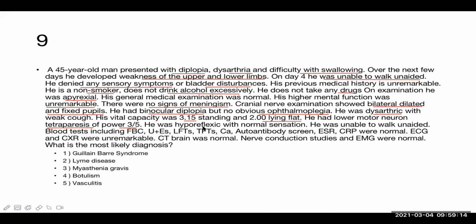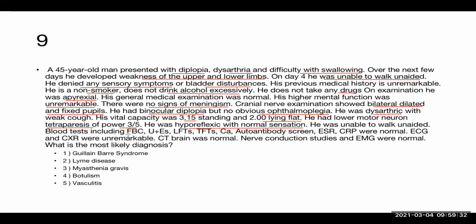He was hyporeflexic. Hyporeflexic with normal sensation. So sensory nervous system is not affected at all, but there is hyporeflexia. He was unable to walk unaided.